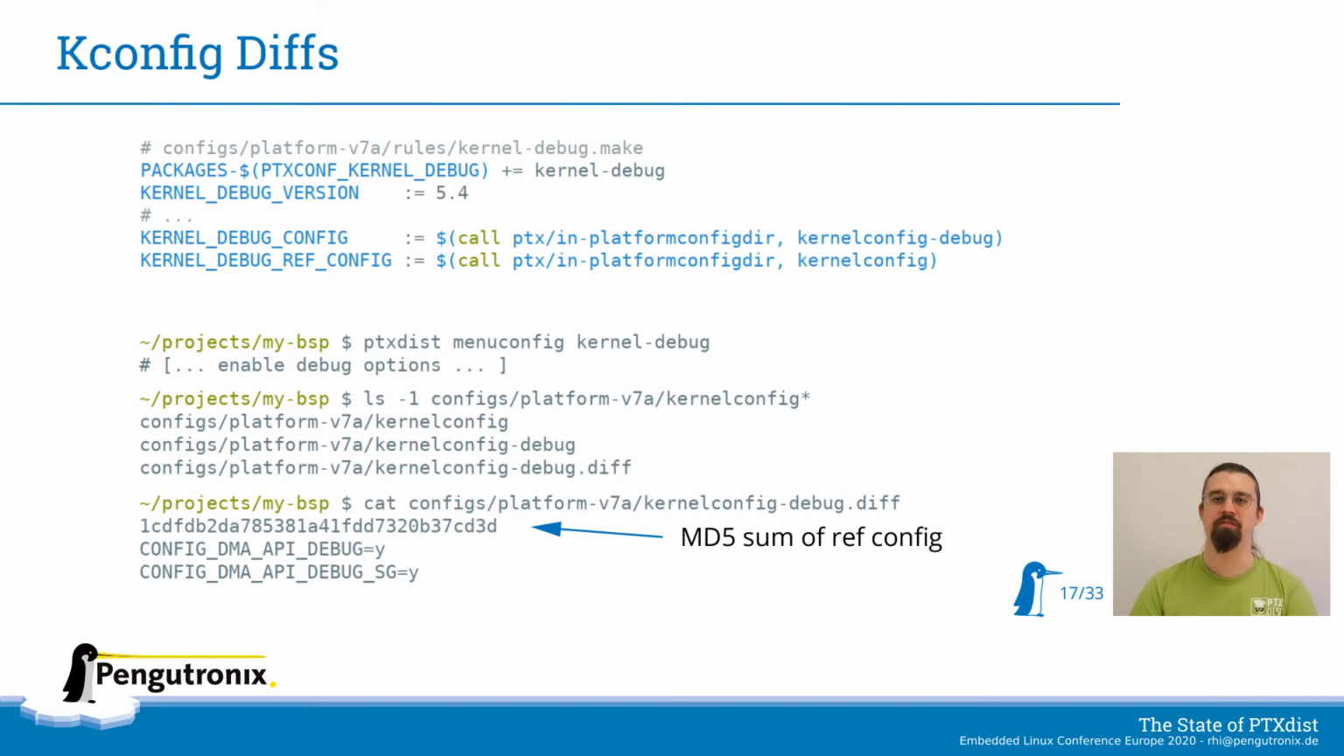Right, next feature, Kconfig Diffs. The use case here is you have a different kernel, but you want a similar config, but not the same config. For example, you are using a debug kernel package to develop your kernel or your BSP in general, and you don't want to roll out all these debug config options to your release.